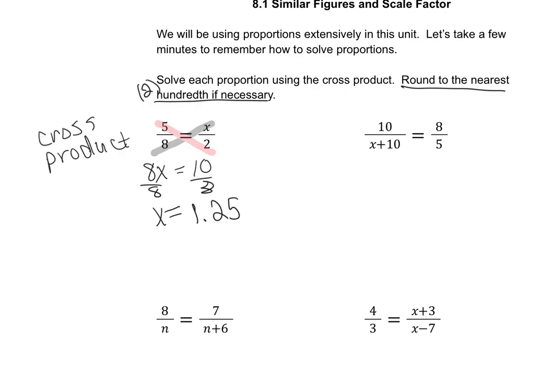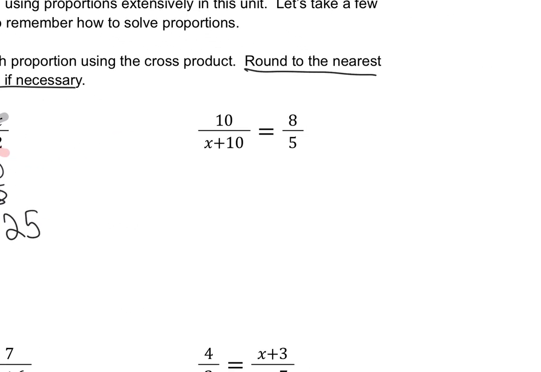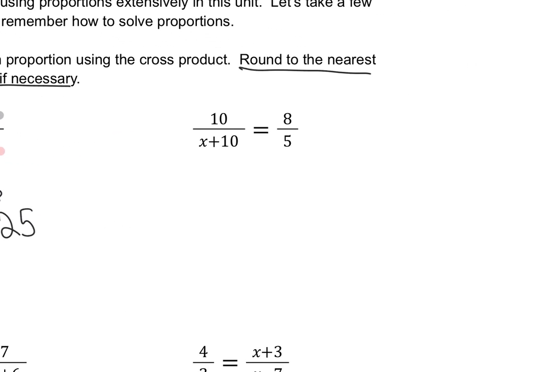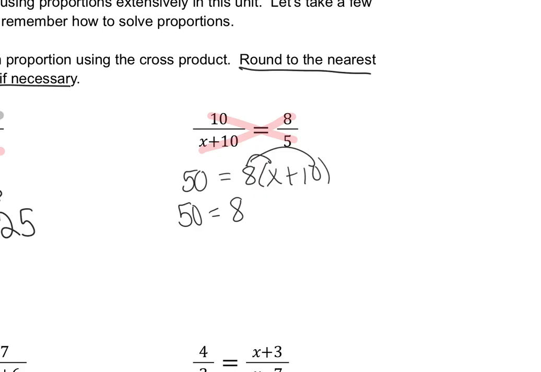Okay, and then it gets a little bit more difficult. We're going to put algebraic expressions in there instead of just x. We solve it in the same manner. Okay, we just use our cross product. The 10 times 5 is 50. And then we have 8, and we are going to multiply it by x plus 10. Notice I put that in parentheses to use the distributive property. So we would have 50 equals 8x plus 80.